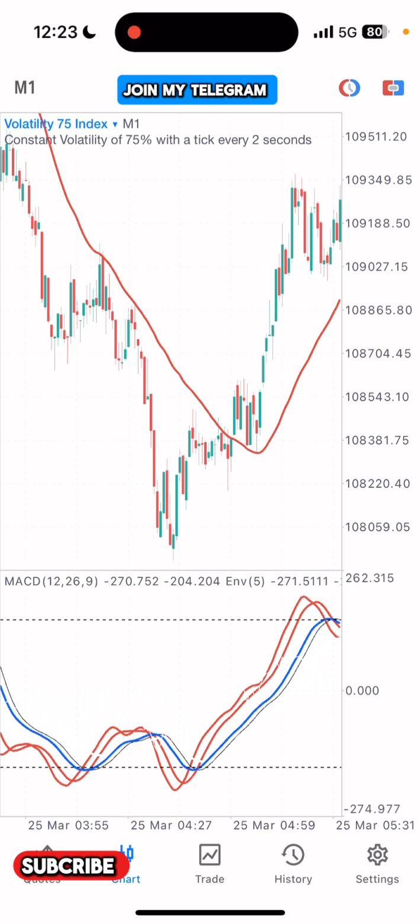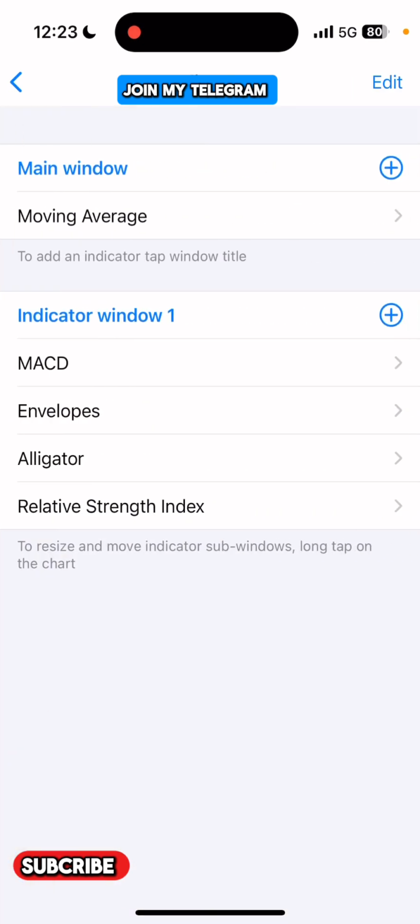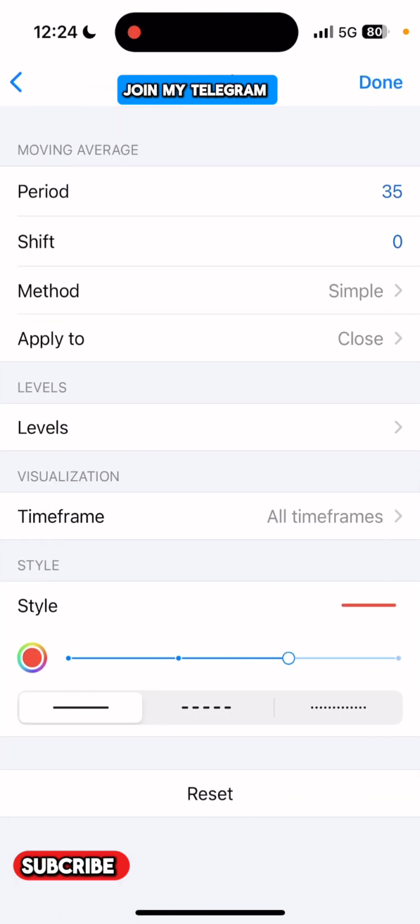So first and foremost, I'm going to start with the indicator section. I'll go over to the parameters where we can put in the indicators. So currently right here I'm using 5 indicators. As you can see, I'm using the moving average on the main window, MACD, envelopes, alligator, and the relative strength index. So first and foremost, we're going to click on the main window. That is where you want to put the moving average.